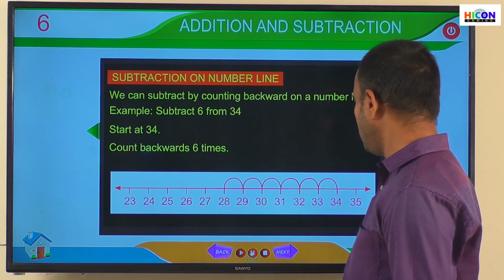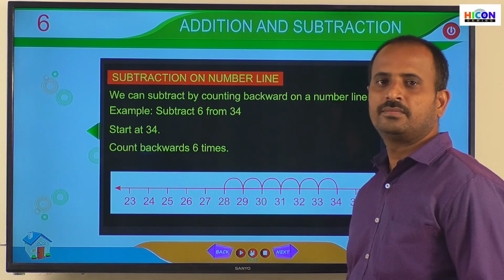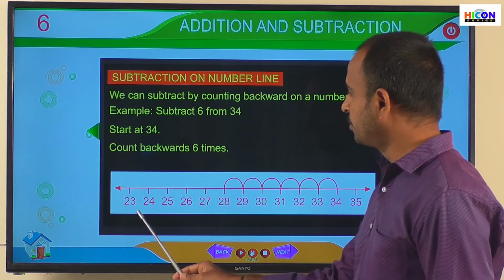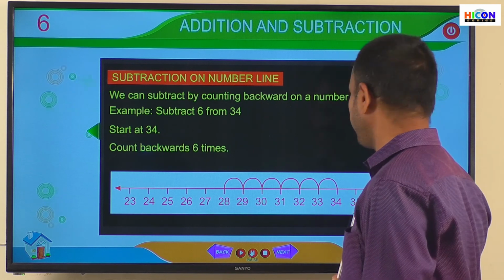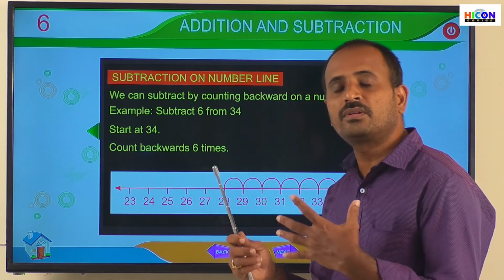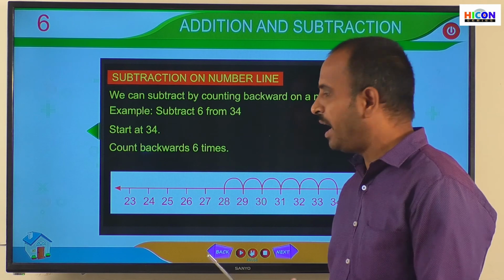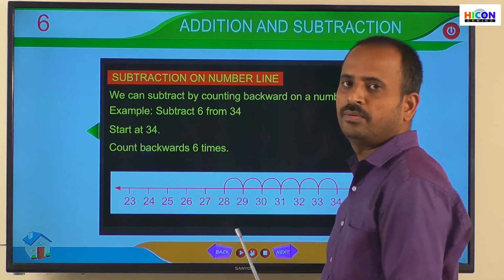So we have to mark the numbers on the number line. So children, we have to start here. It starts from 23 and goes up to 35. So we have to mark the numbers on the number line as per our given problem.